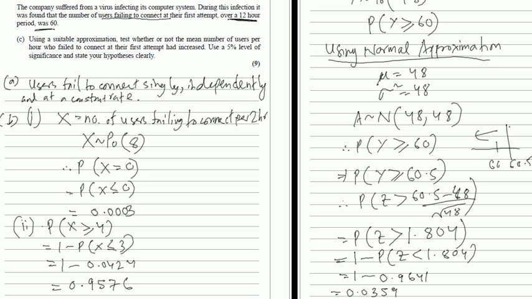That means it is significant because it is within 5%, 0.05. It is significant. If it is significant, then you have to reject H naught.